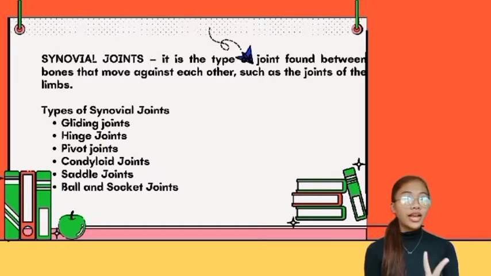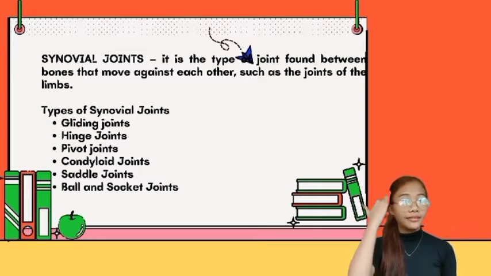Then, the second one is hinge joints. They allow flexion and extension in one plane. They move on just one axis. These joints allow for flexion and extension. Major hinge joints include the elbow and the finger joints. The third one is pivot joints. They allow bone rotation about another bone. A pivot joint provides rotation at the top of the spine. The atlas and axis form a pivot joint that allows for rotation of the head.